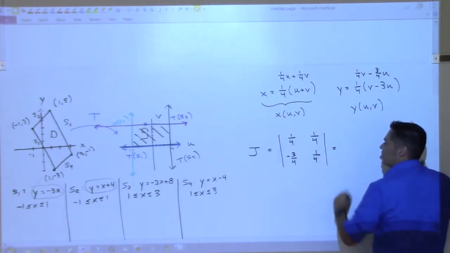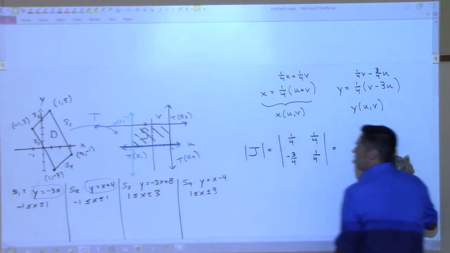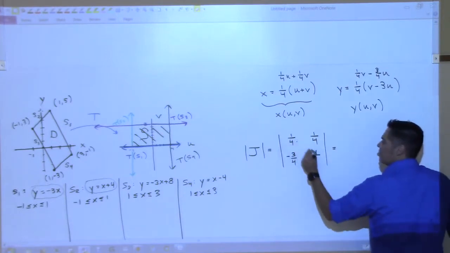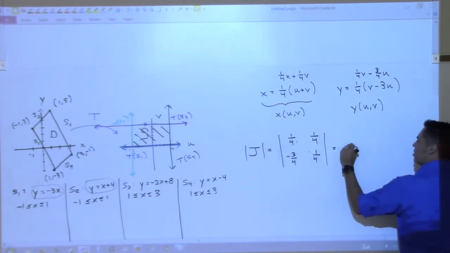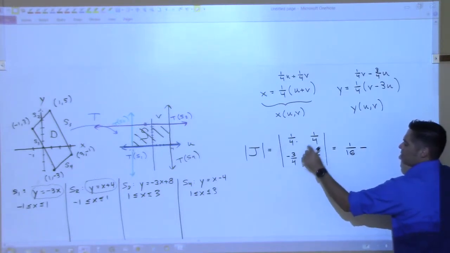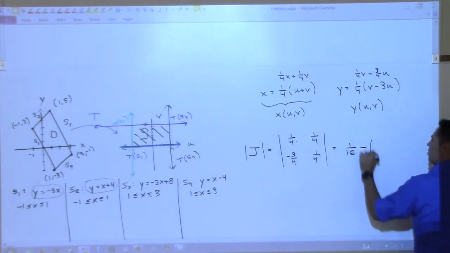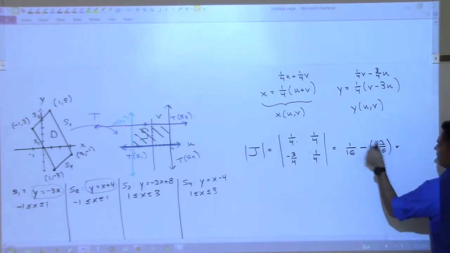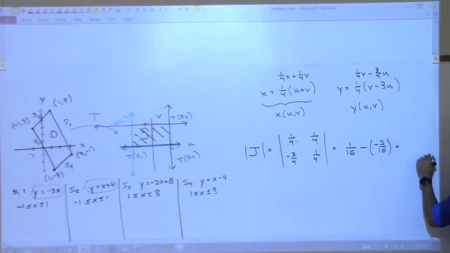Now calculate the determinant. I should actually be taking the magnitude of this thing. At the end, you have to take the absolute value. So now we go this times this, which is 1/16, minus this times this. What's that? Negative 3/16, which at the end of the day here is 4/16, which is 1/4. And I don't really need the magnitude because it's positive to begin with, right?